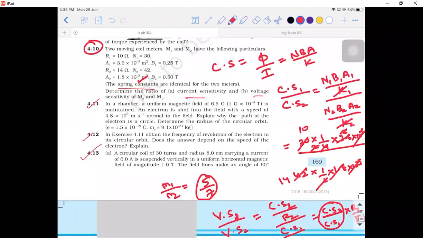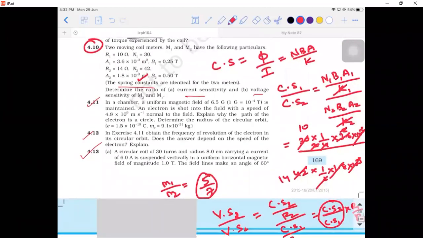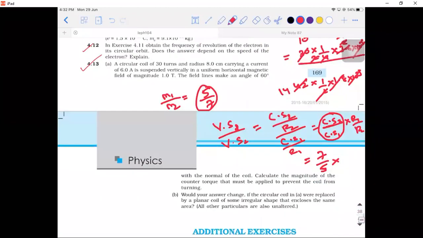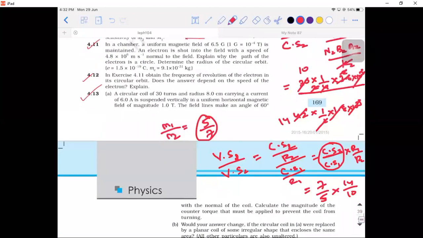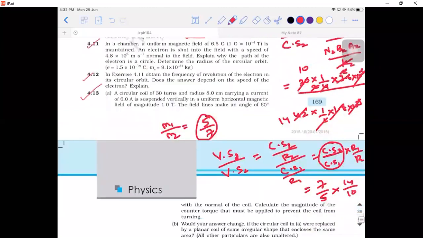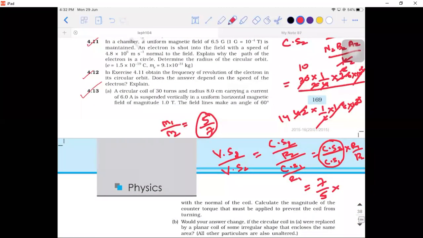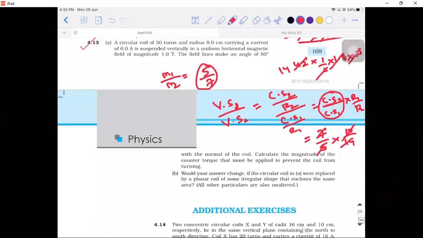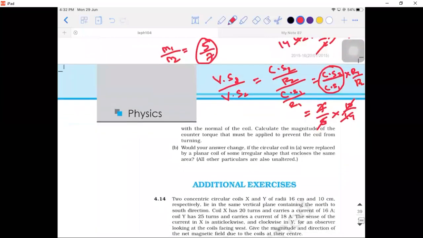R1 is how much? 14. So 5 by 7, into 14 by 10 by 14. No? 80 into 10 divided by 14. So this and this will get cancelled, this and this will also get cancelled, I mean 2 times. So the answer will be 1:1. Okay, so this will be 1:1.